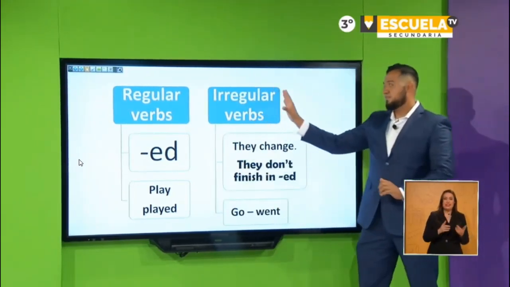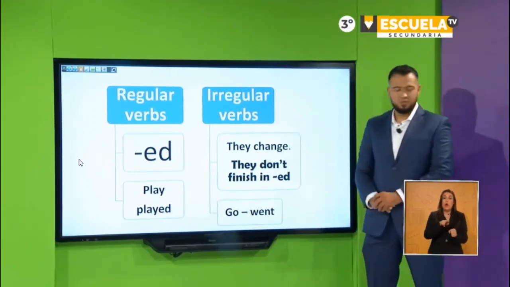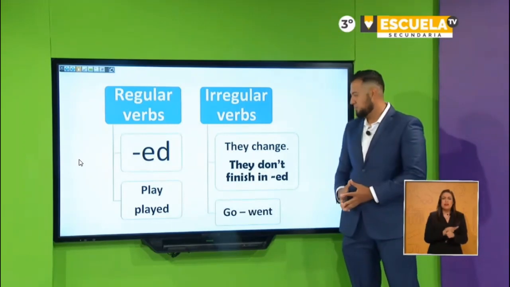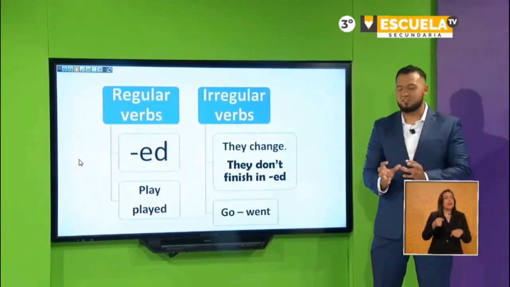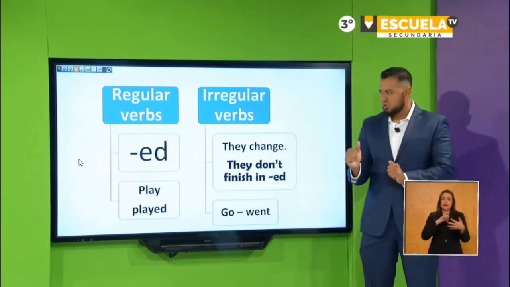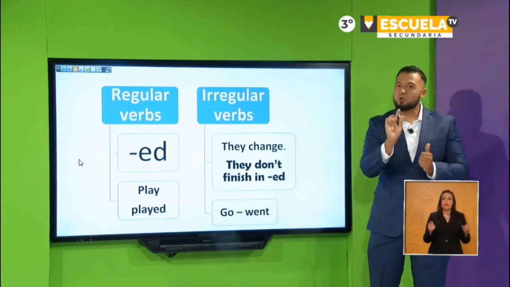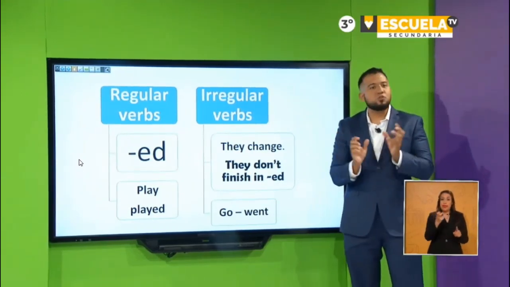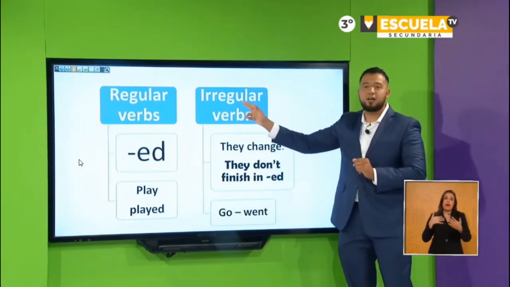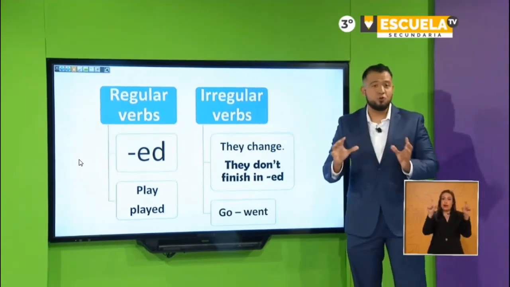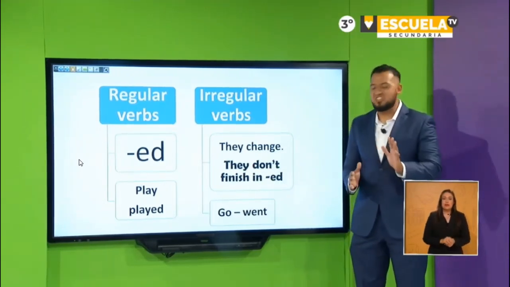Then we have category number 2. They are called irregular verbs. What happens with the irregular verbs? Well, they change. This is the main characteristic: they change. So in the present it's going to be completely different in the past. Sometimes the pronunciation or the sound is different between present and past. That's why they are called irregular, not normal. They don't finish in ed.